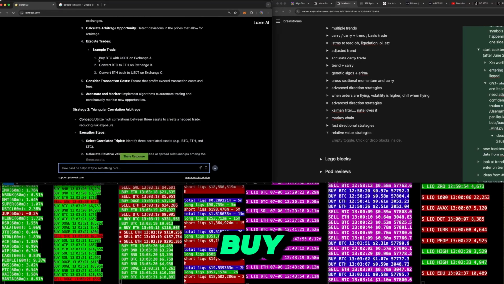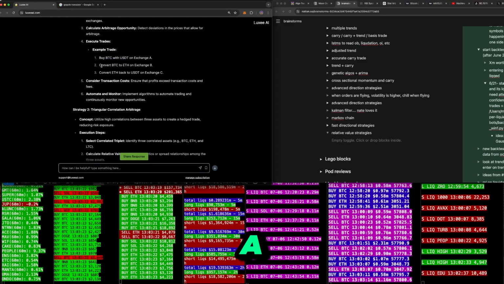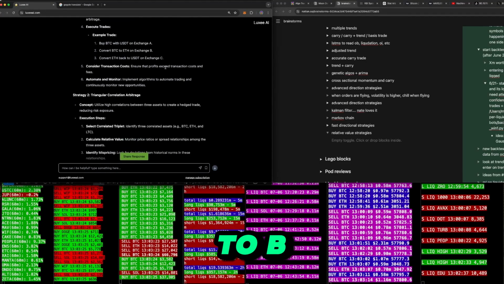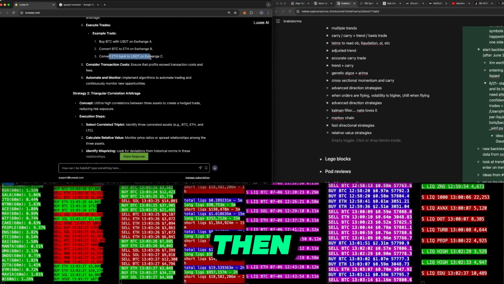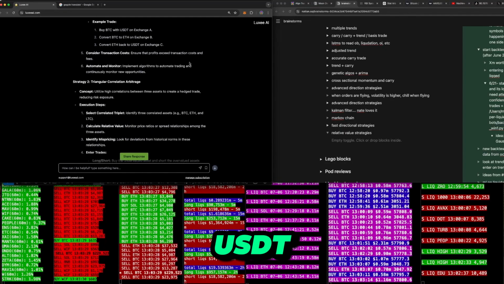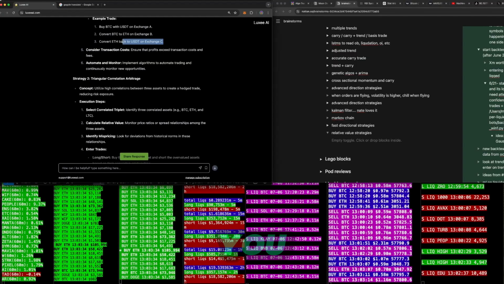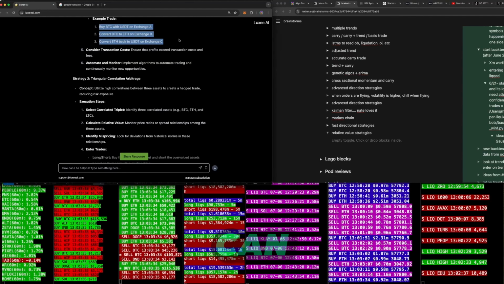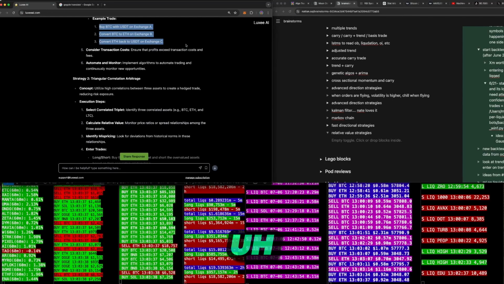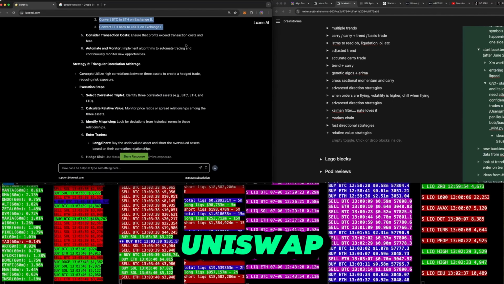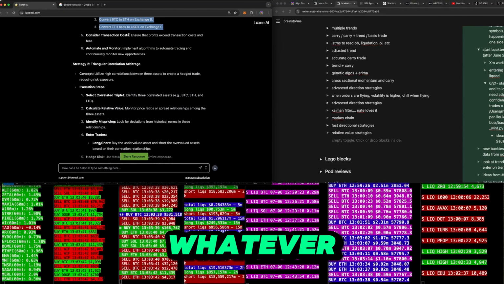Execute the trade. Buy BTC and USDT on exchange A. Convert to ETH on exchange B, and then convert ETH to USDT on exchange C. See, this works better on DEXs, because then you don't have to move the coins. You can have it on Uniswap and SushiSwap, and then whatever the other ones are.